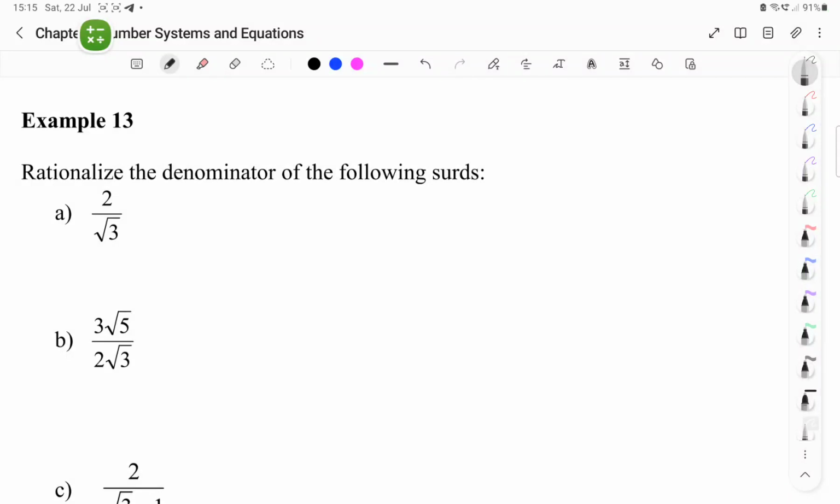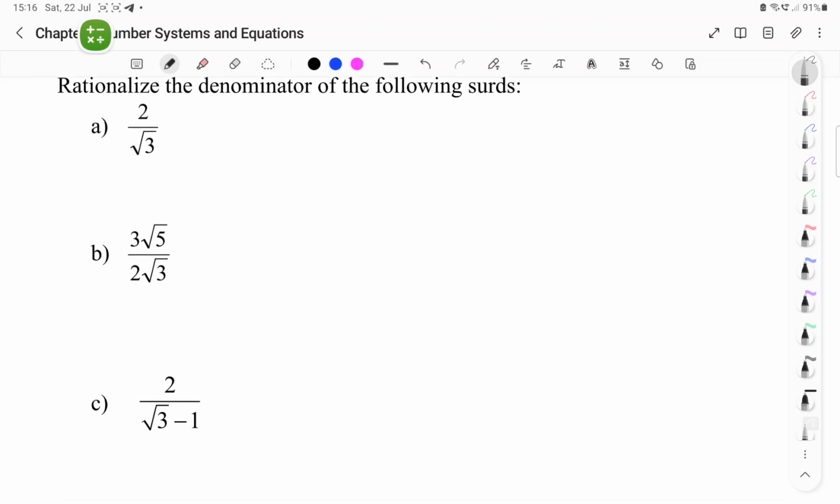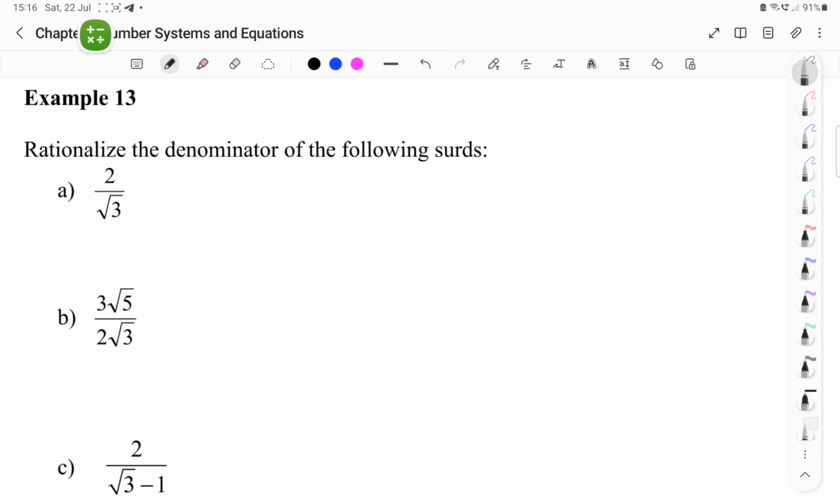In this video, I would like to share with you how to solve example 13. What we have to do in example 13 is rationalize the denominator for the following surds, because as you can see from each one of the problems, the fraction has a surd inside the denominator. We cannot write a fraction with a surd in the denominator because the surd is irrational. So the denominator of a fraction cannot be irrational, and we have to do something about this. Hence comes the word rationalize. We have to make it rational.